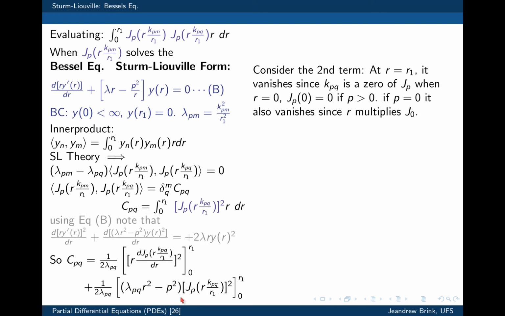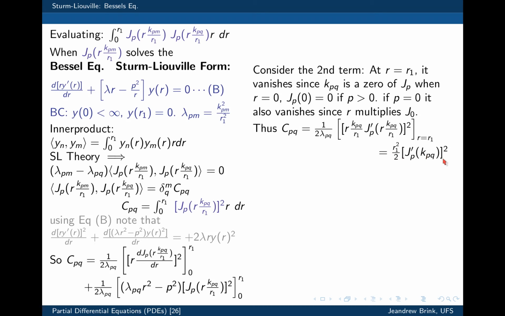And so what remains now is to evaluate this final term. At r equals 0, you have an r there, it vanishes. So the only thing you're concerned about is evaluating this thing at r equals r1. Okay, and so just check here. The one thing I've done is over here, I've got d/dr of the Bessel function p at r, and what I've got here is a prime, so that's a complete derivative. So the d/dr over here is simply J prime times the argument's derivative, so that's where this extra factor of kpq over r1 comes from. Okay, and then I evaluate that at r1, and I am left with this expression.